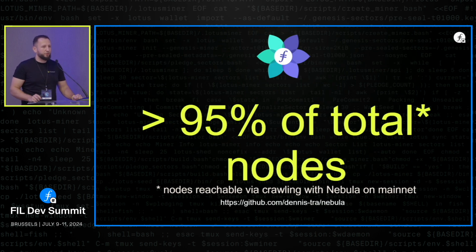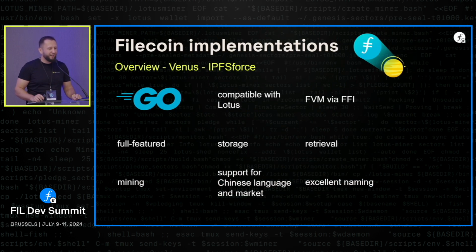This percentage doesn't include nodes that are hidden behind the Great Firewall of China, or that are actively blocking connections in any other way. But this gives some idea about the state of the network. Without Lotus, it would be difficult, I guess.